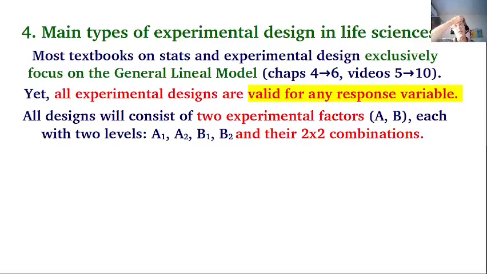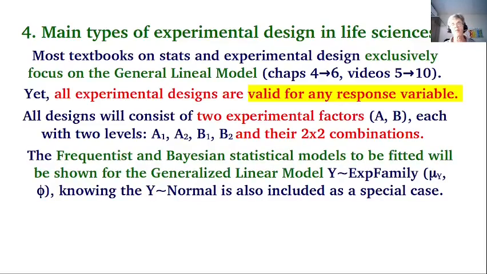All the designs that I'm going to discuss in the coming slides will consist of two experimental factors, A and B, each of which has two levels. Therefore, we have levels A1 and A2, and B1 and B2, and the 2 by 2 combinations resulting in the four combinations A1B1, A1B2, A2B1, and A2B2. We are going to see that in a drawing in the coming slide.